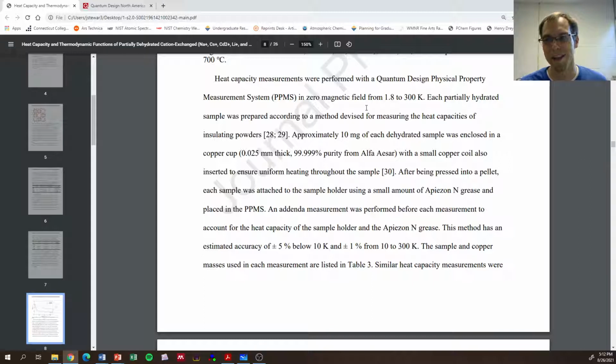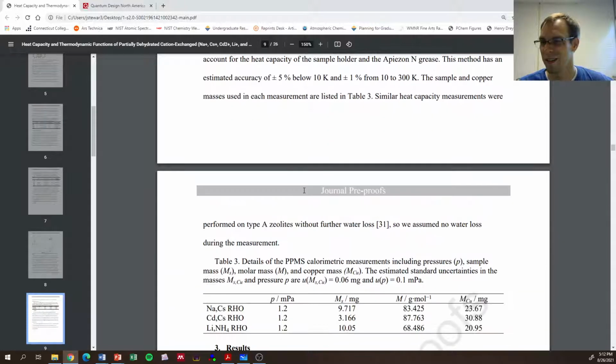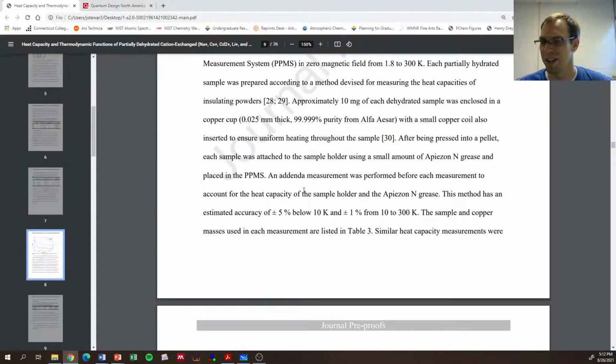Everything else you can measure the heat capacity using this thing. So then they put about 10 milligrams of the sample into their copper cup with a small copper coil also inserted to ensure uniform heating throughout the sample, and then they measure it. They heat it up slowly, and we're able to measure the heat capacity. They put in a known amount of energy using this copper and measured how much the temperature went up. And through that, you can measure the heat capacity, and then you do that as you keep increasing the temperature, and that gives you this function that we can then integrate to find absolute entropies.